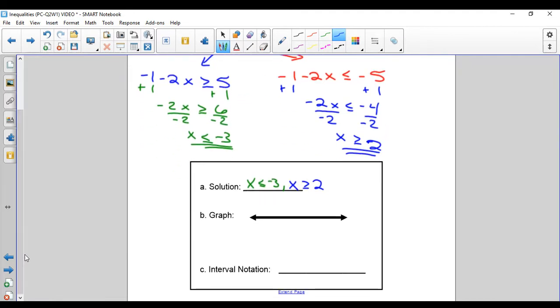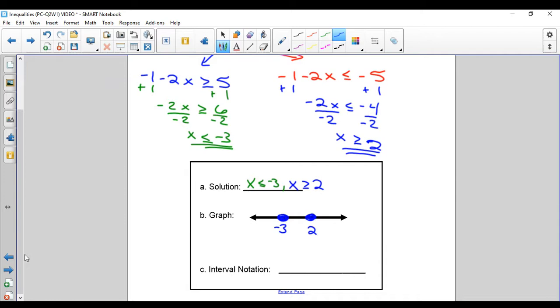When it comes to the graph, same thing as quadratics. Put them both on the number line, since it's an "or" compound. Put them in order, obviously. Negative 3, positive 2. I don't need anything else. They don't need to be spaced out accurately or anything like that.